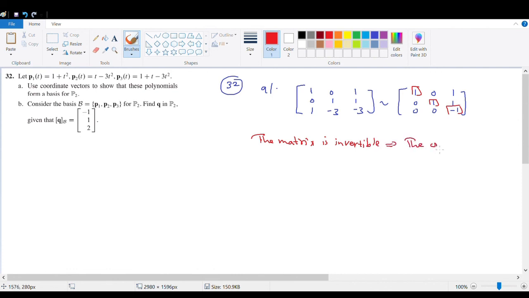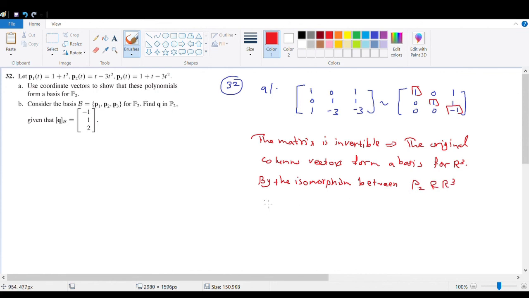This means the original column vectors form a basis for R3. Now, by the isomorphism between R3 and B2, the corresponding polynomials form a basis for B2. So, by the isomorphism between B2 and R3, the corresponding polynomials form a basis for B2.